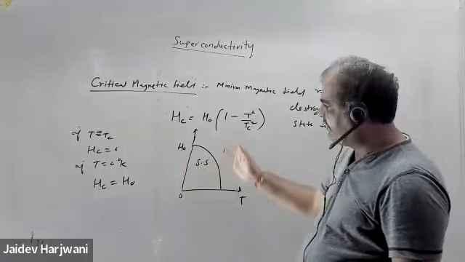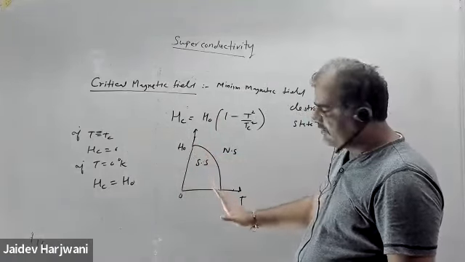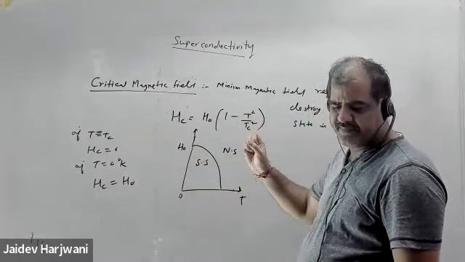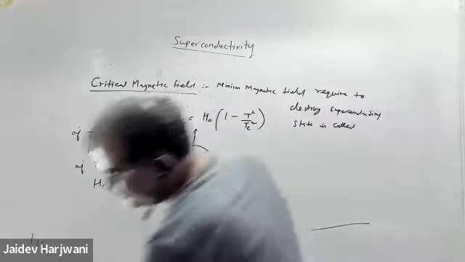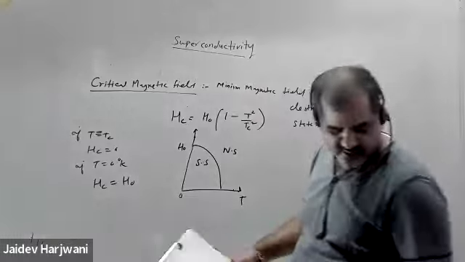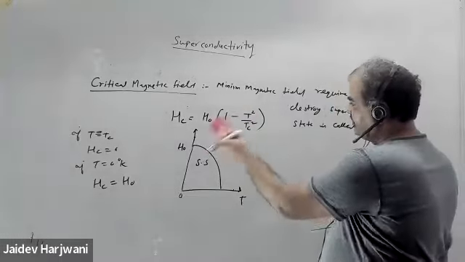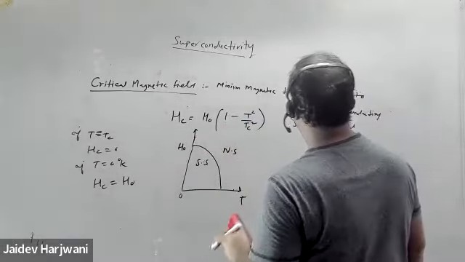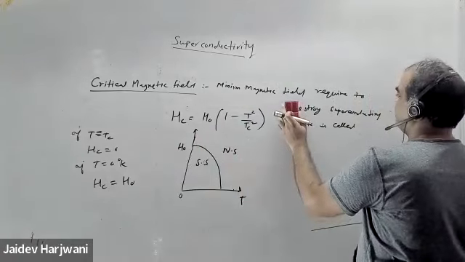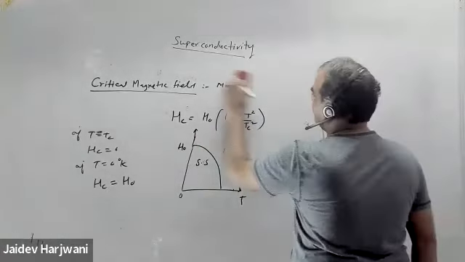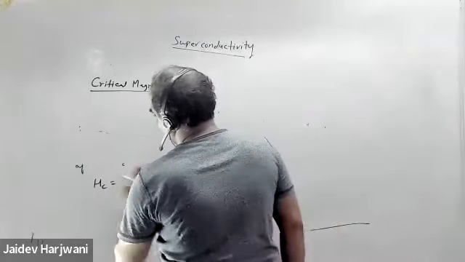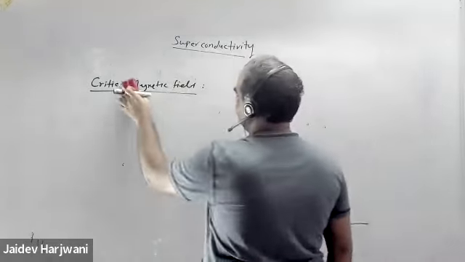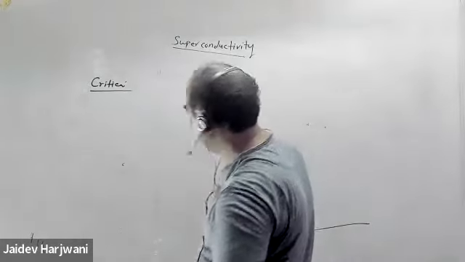So when you apply a magnetic field, at a particular magnetic field value the transition will take place. It will go from the superconducting state to the normal state. So this is the equation for Tc. Questions come on this in the exam. So I'm erasing this one. This is the critical magnetic field. Similarly, we can define critical current, or critical current density.